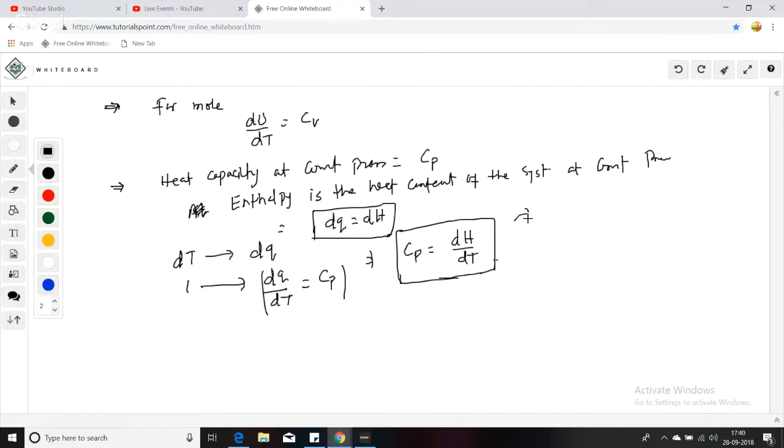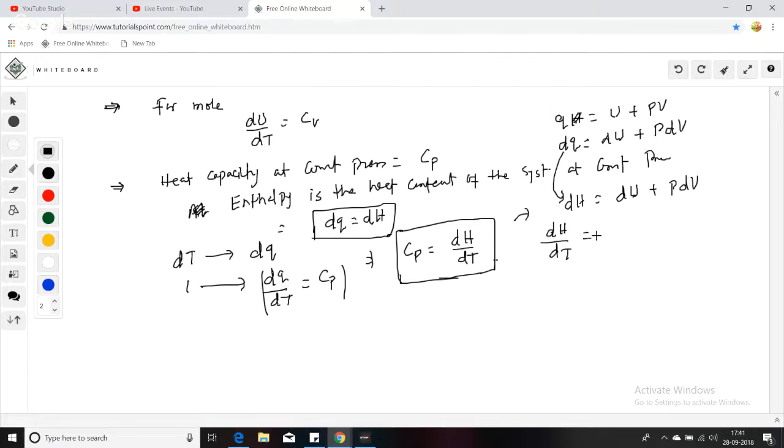Now we can also write one more relation here, that is dH equals dU plus PdV at constant pressure. H equals U plus PV is the mathematical definition of enthalpy, right? Or from the first law of thermodynamics, at constant pressure, dq equals dU plus the constant external pressure times dV. And we know at constant pressure dq is nothing but dH, so we get this expression. Now if I divide both sides by dT, we get dH by dT equals dU by dT plus PdV by dT.